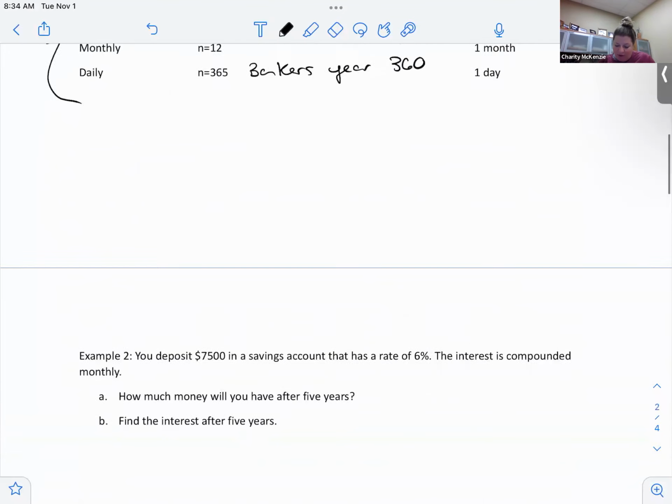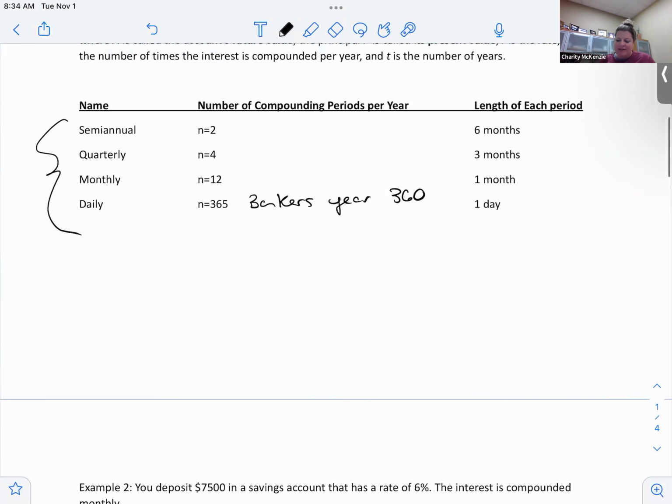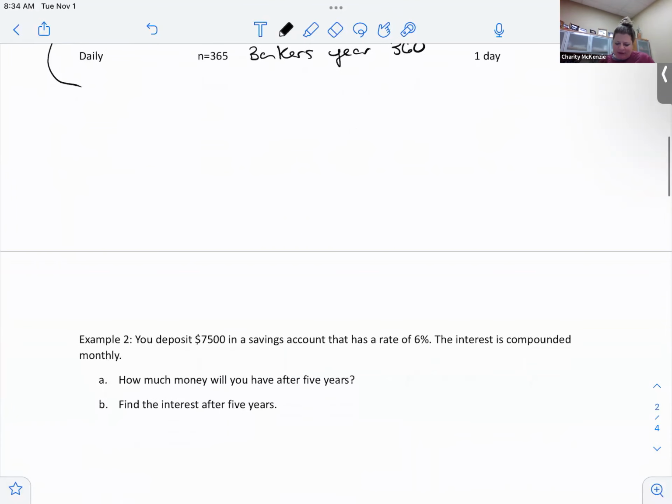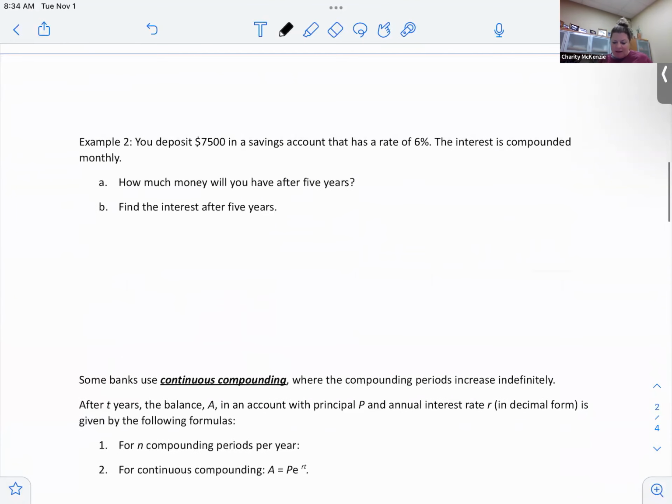Okay, so let's do some harder problems that include these different compounds. So problem 2, I'm going to deposit $7,500 into a savings account that has a rate of still 6% compounded monthly. How much will I have at the end of 5 years? So let's do part A. So we know our future value is what we're looking for. And we start with 7,500, parenthesis 1 plus our rate is still 6%.